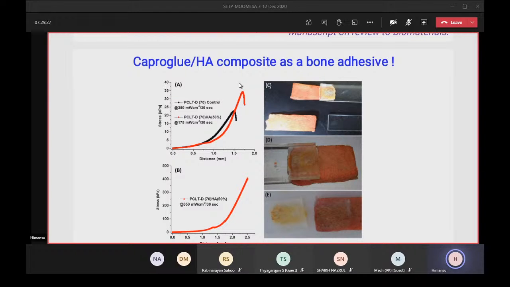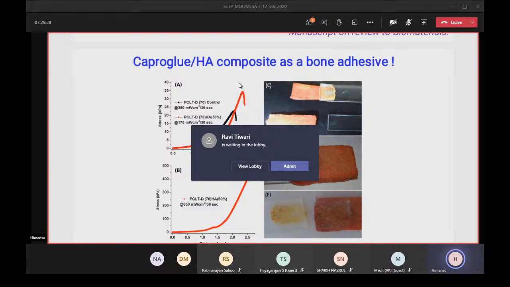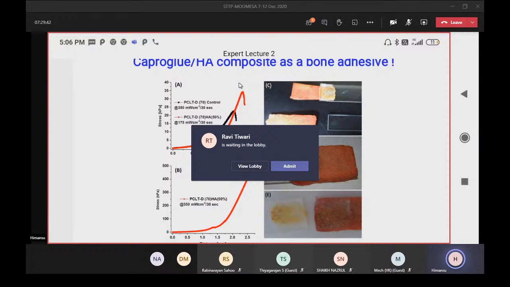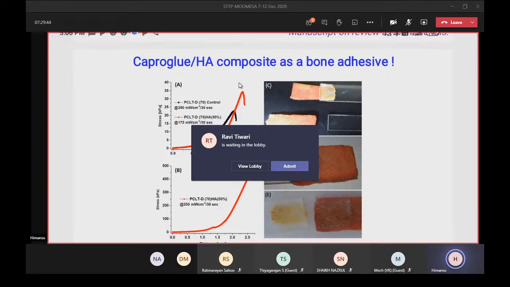So it is too strong. Even the PMMA slide was broken, but this adhesion was not dismantled. You see now, the polymethyl methacrylate slide is still on the surface of the bone.